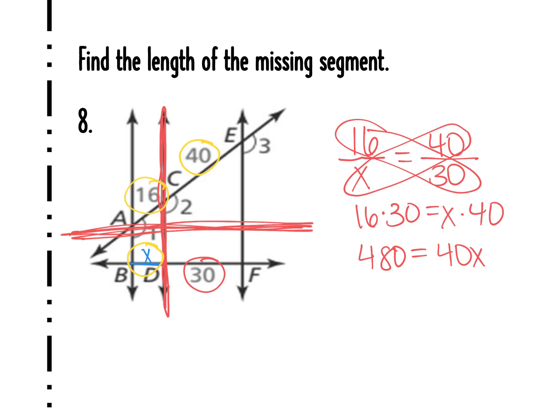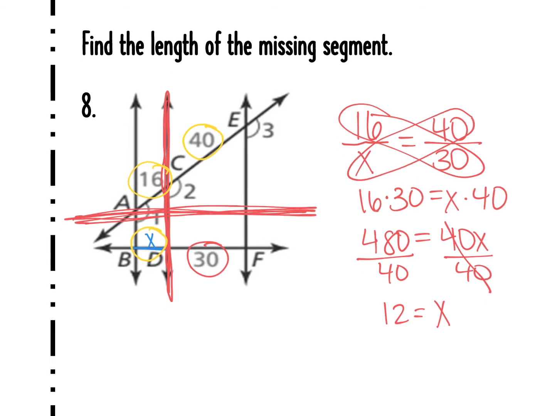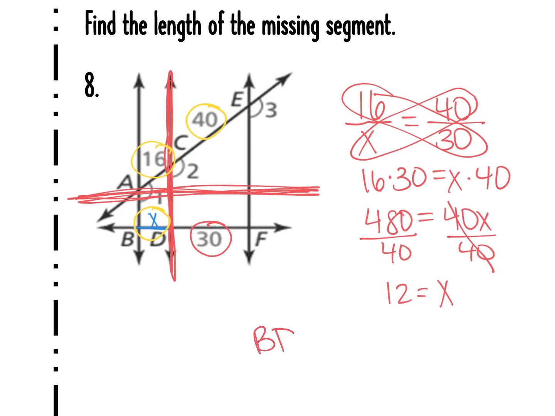And our last step to get rid of that 40 in front of the X, we need to divide both sides by 40 to get rid of it. So when we type that in the calculator, 480 divided by 40 is going to give us 12. And on the right side, the 40s cancel out and leave us with X. So the length of the missing segment, BD, is going to equal 12.